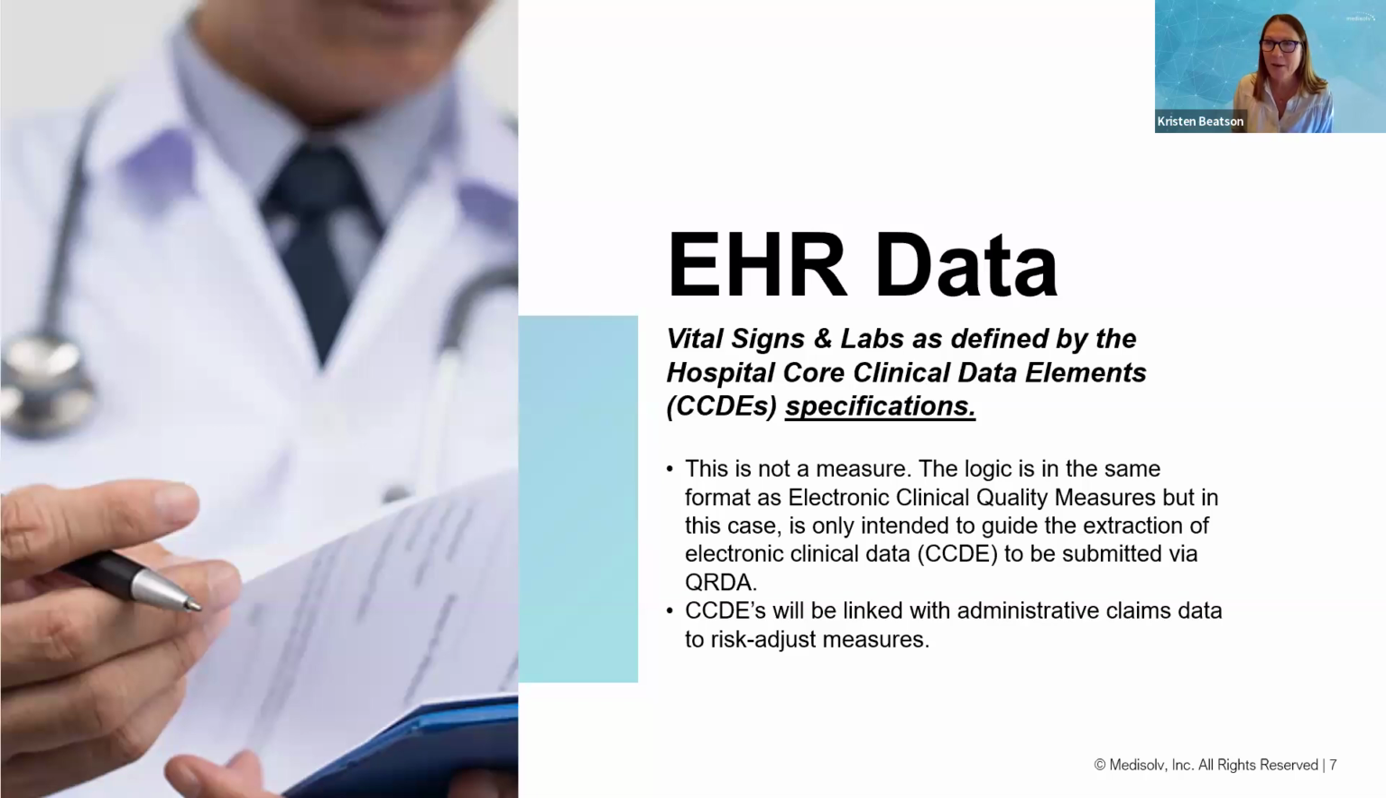It looks exactly the same, but the big difference is that in and of itself, those specifications for the hybrid measures is not a measure. It is just a guide for you to know what data needs to be collected, how you should collect it, how you should map it, and to guide in the extraction of those CCDEs, your labs and your vitals, from your EHR into the QRDA file for submission. And then those CCDEs are going to be linked with the claims data to risk adjust the measures. Next slide.